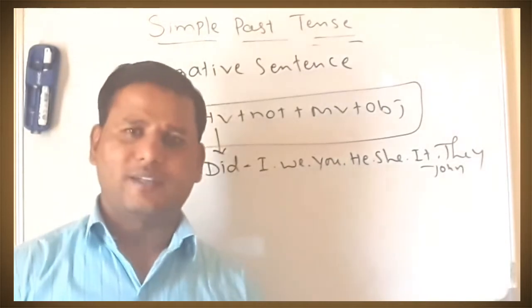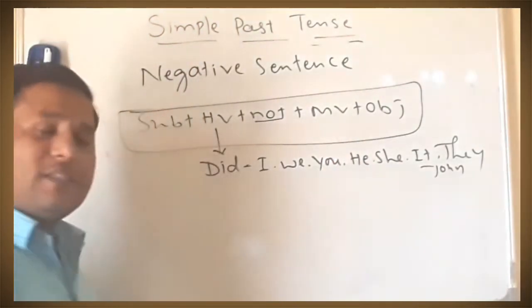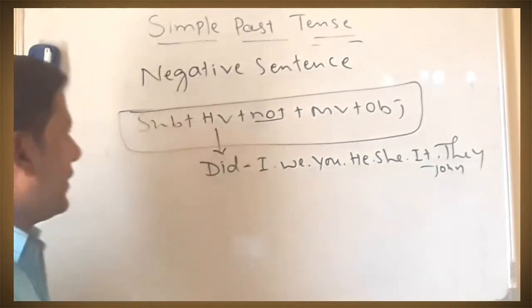The negative sentence. In a negative sentence we always use not. So what is the formula of simple past tense?